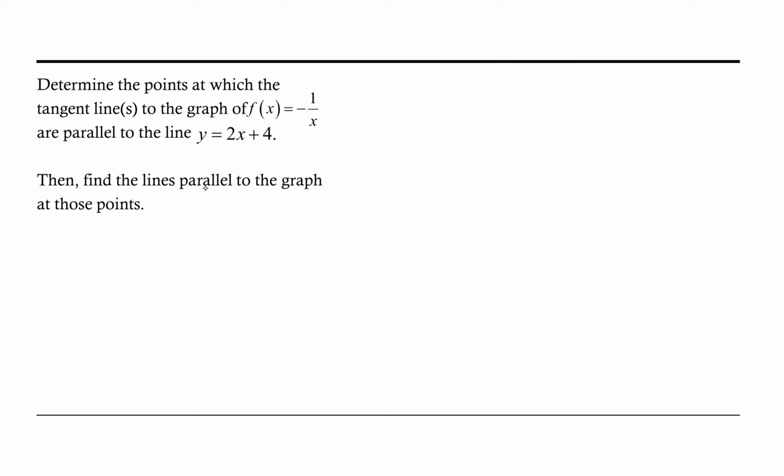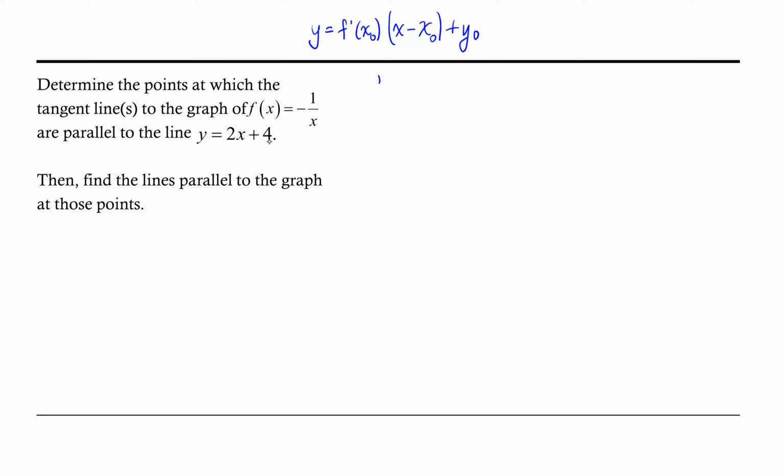Now, a quick reminder that the equation of a tangent line to a curve is y equals f prime at x naught, so that's our slope of the tangent line, times x minus x naught, plus y naught. So the first thing we need to do is find the derivative of this function, and then with that derivative find x values that will create parallel lines to this y equals 2x plus 4.